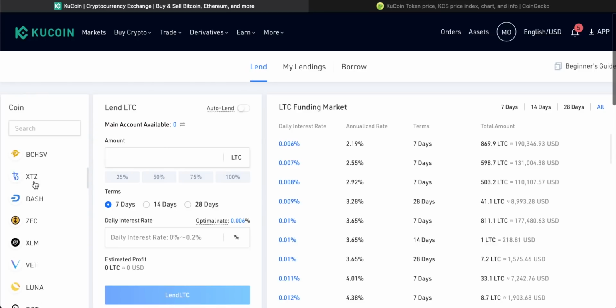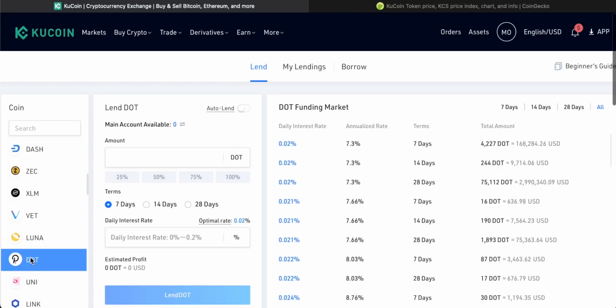You can come down to more projects right here. So they even have ADA lending and Polkadot as well. Now you have to go around and see if the rate is actually competitive. So for example, on Polkadot, the rate to lend out Polkadot is around 7.3% right now, as you can see right here. Now that's not actually very competitive compared to staking Polkadot.